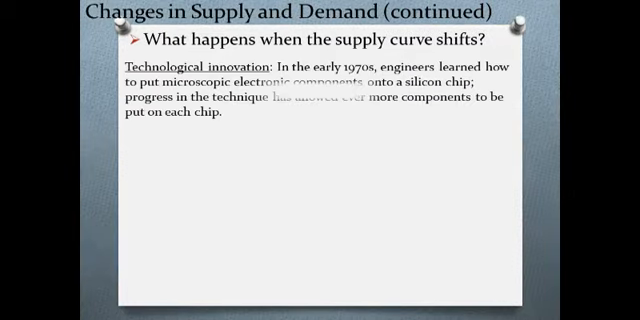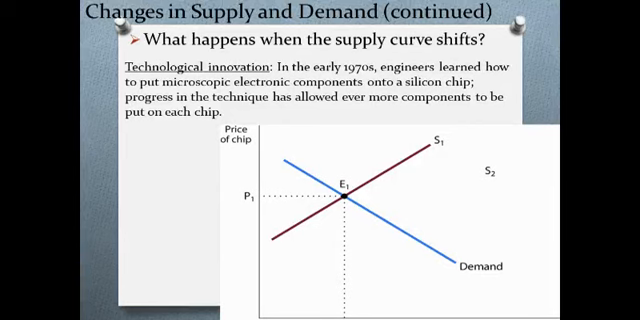So changes in supply and demand continued. What happens if the supply curve shifts? So let's look at another example. In the early 1970s, engineers learned how to put microscopic electronic components on a silicon chip. Doesn't that sound like ancient history to all of us now with our smart little iPhones? Progress in the technique has allowed even more components to be put on each chip, and for that chip to become progressively smaller. So let's look at the price of a chip, right?